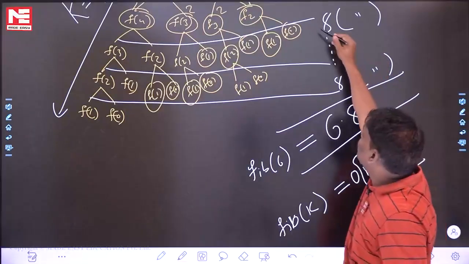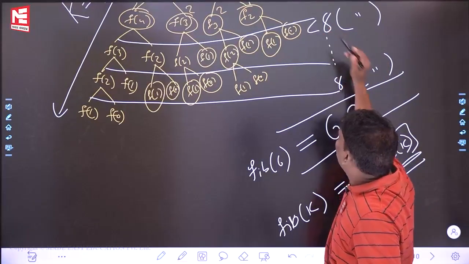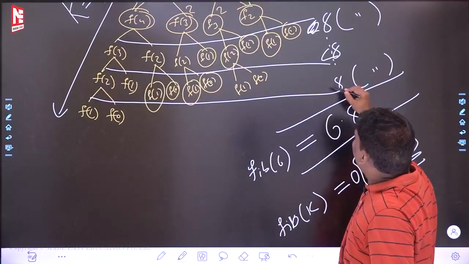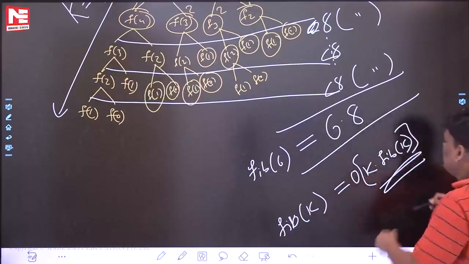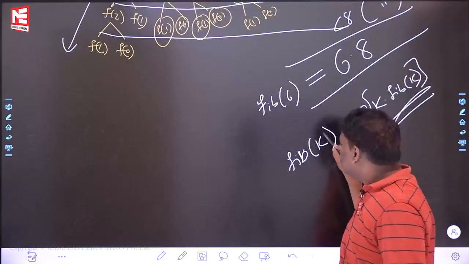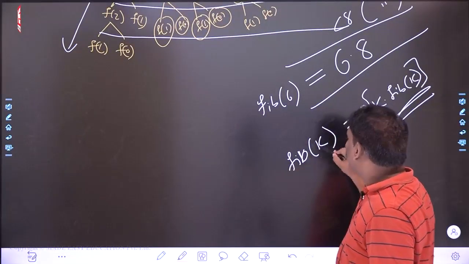It is less than 8, but I have taken the upper bound, right? When you go to further levels, less than 8 will come, but still I am taking 8. That is the reason I can say upper bound. What is the meaning of this line? Time complexity to sort Fibonacci k elements.